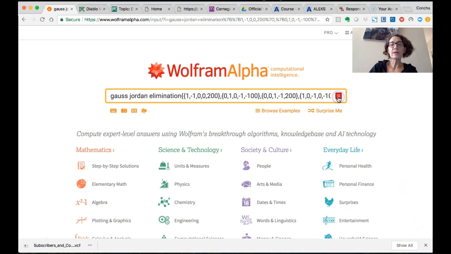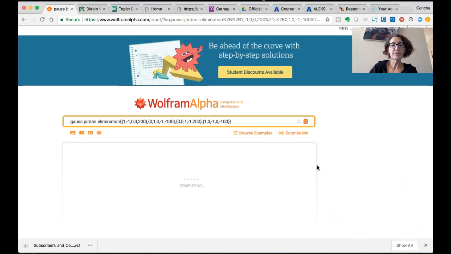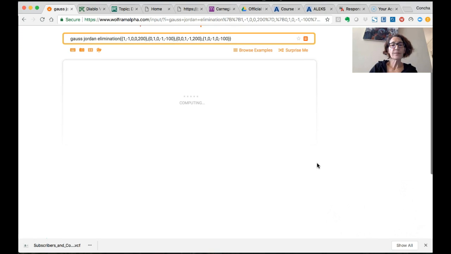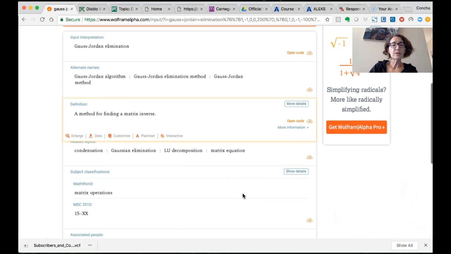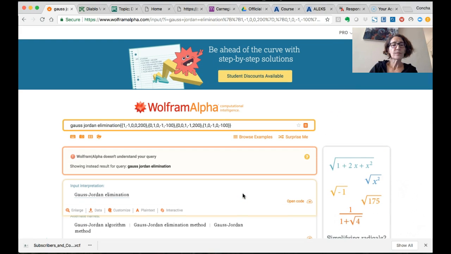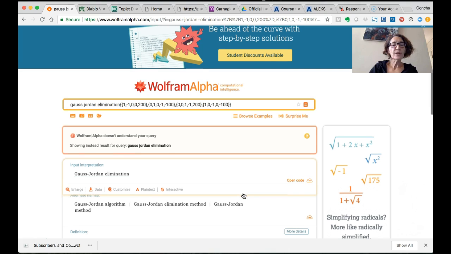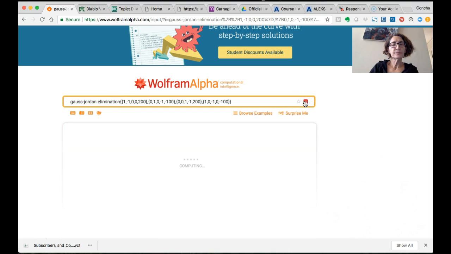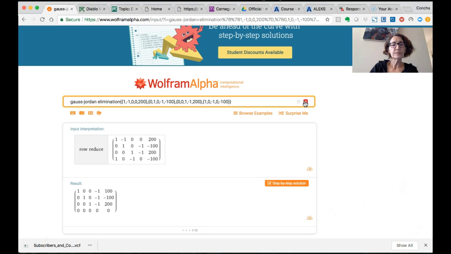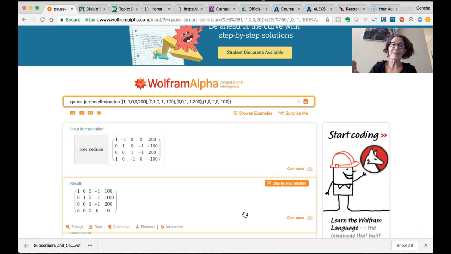Let me make sure I've got it right. Computing. It doesn't understand. Maybe I should have put a hyphen in Gauss-Jordan. Let's try that. There it is. Gauss-Jordan has a hyphen. So did I get the same matrix? I believe I did.